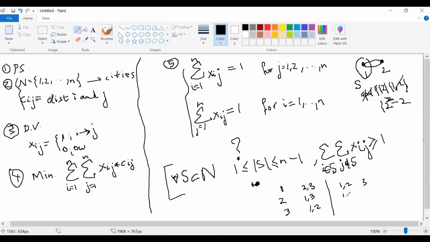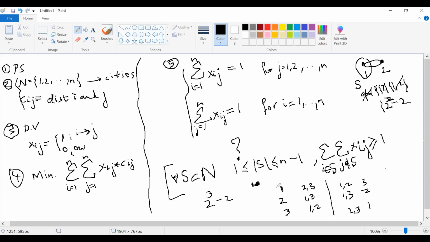Yes. So 1, 3, and what else? I've written it down. 1, 3, and 2. So 1, 3 is in S and 2 is not in S. And finally, the last one would be 2, 3 in S and 1 not in S. So basically we have 3 cities, so we have 2 to the power 3 minus 2. That gives 6. So we have 1, 2, 3, 4, 5, 6, right?